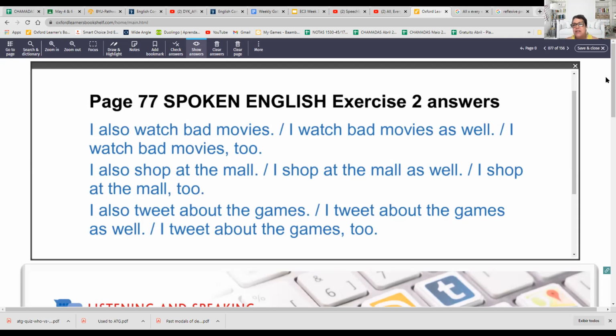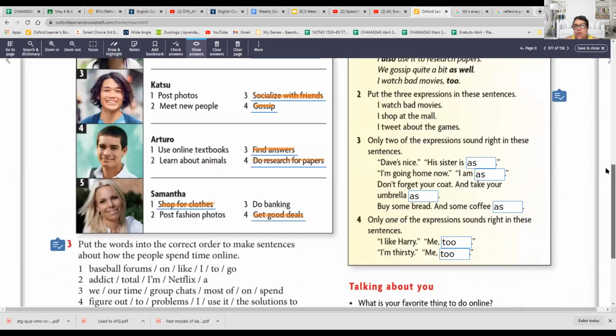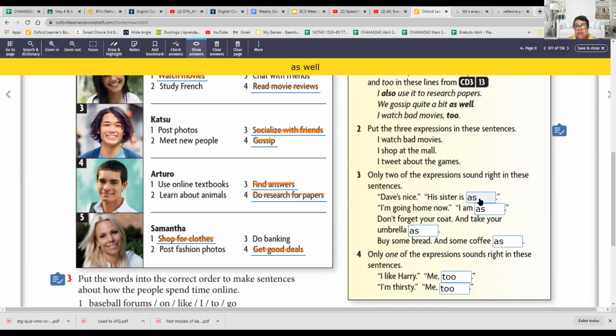All right, guys. So, right. And now finally, we have here only two of the expressions sound right in these sentences. So here we have some sentences, and we should use only two of the expressions, okay? We have also, as well, and too. But here we are just using two of them. Let's see here. Dave's nice. His sister is as well.